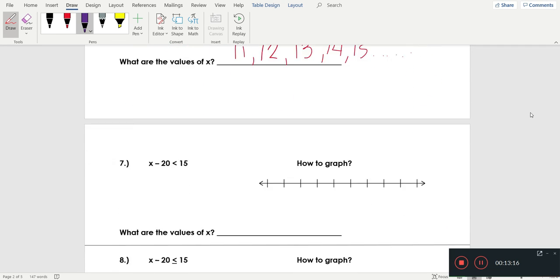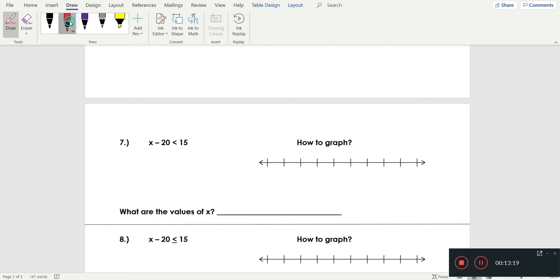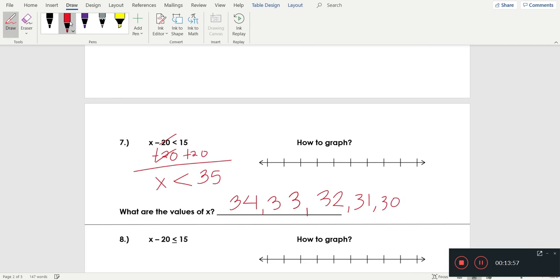Okay, let's now do numbers 7 and 8. So x minus 20 is less than 15. I'm going to solve for the value of x by adding 20 on both sides. Right, 20. So cancel, I have x. So x is less than 35. So what are the numbers that are less than 35? What are the values of x? The values of x will be 34, 33, 32, 31, 30, and so on.